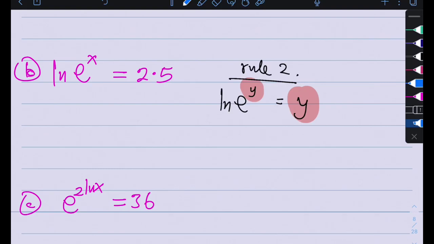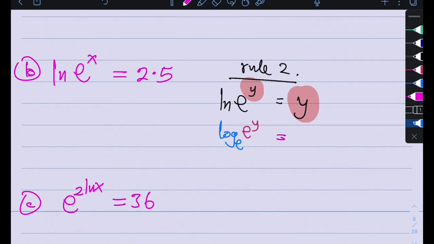We have already argued that ln is log to the base e. So we have this here. Since the laws of log apply to the natural log, this y will come down here. So we have y log e base e, and that is y. So that is the main reason why this rule is also true. Check it out. It's very correct.